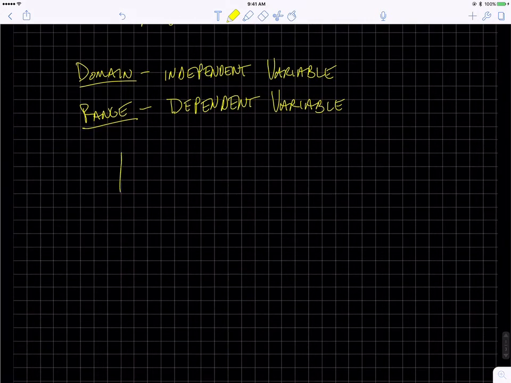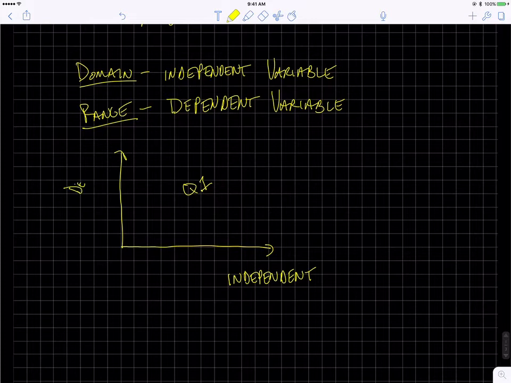So typically, when we sketch a graph, we want to put the independent variable on the x-axis. I'm just showing quadrant 1 in my graph here because a lot of the modeling problems are only in quadrant 1. Not all, but a lot of them are. And the dependent is on the y-axis.